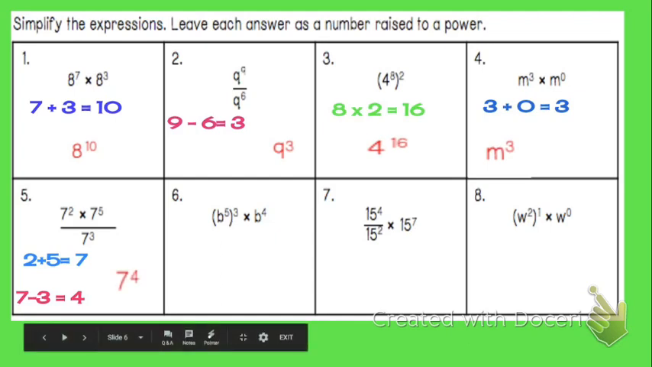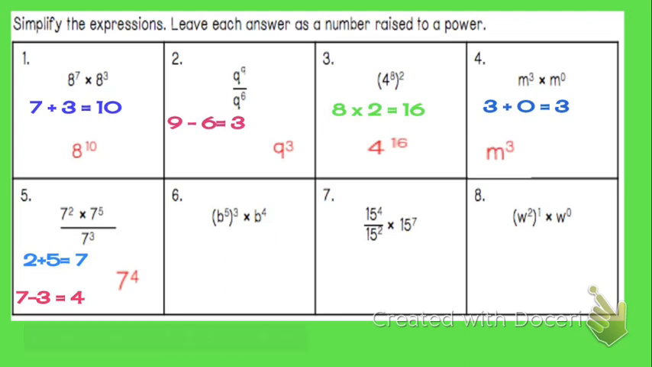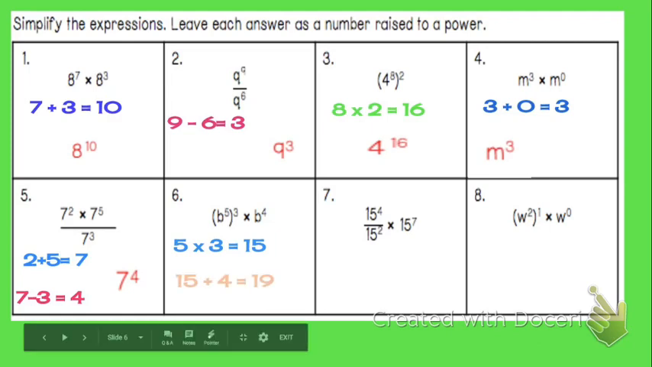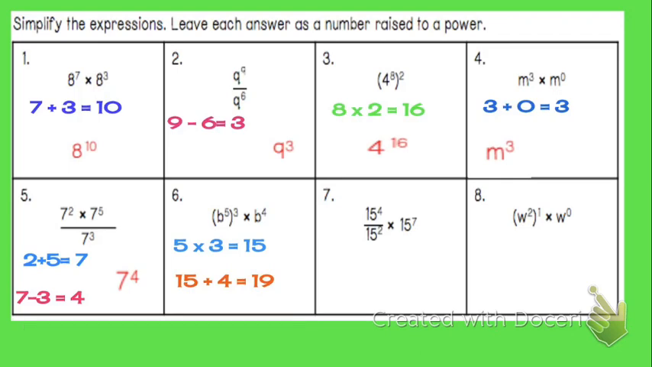Number 6, we have 5 b to the 5th power times 3 b cubed times b to the 4th power. So we're going to multiply 5 times 3 and get 15. And then we're going to say 15 plus 4, because those would be like bases being added together. And we're going to get 19.